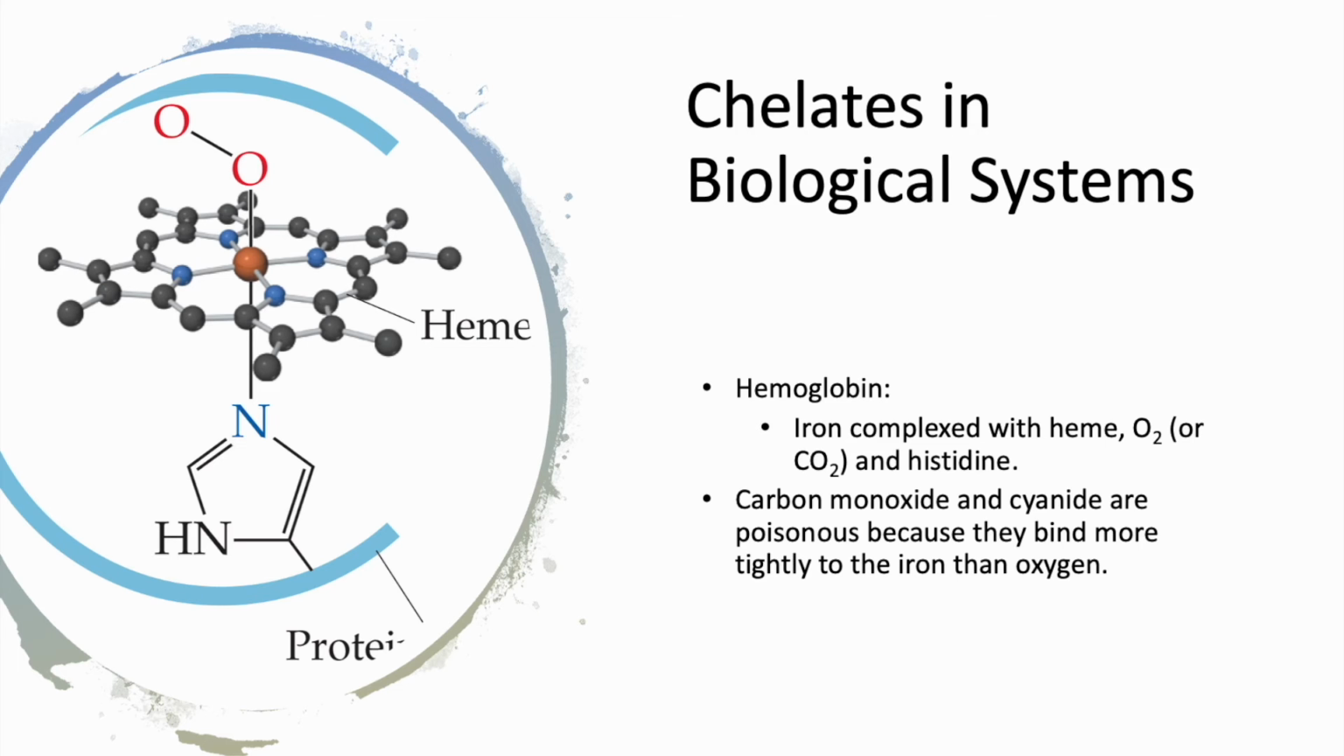Now there's a couple of other things that are quite poisonous that will also bind to the iron here. Carbon monoxide and cyanide are examples. Cyanide binds about 1,000 times more strongly than oxygen, and carbon monoxide binds about 100,000 times more strongly. And because of that, they'll take up the spot on the hemoglobin, and oxygen can't stick to it, so you're not able to oxygenate your tissues.